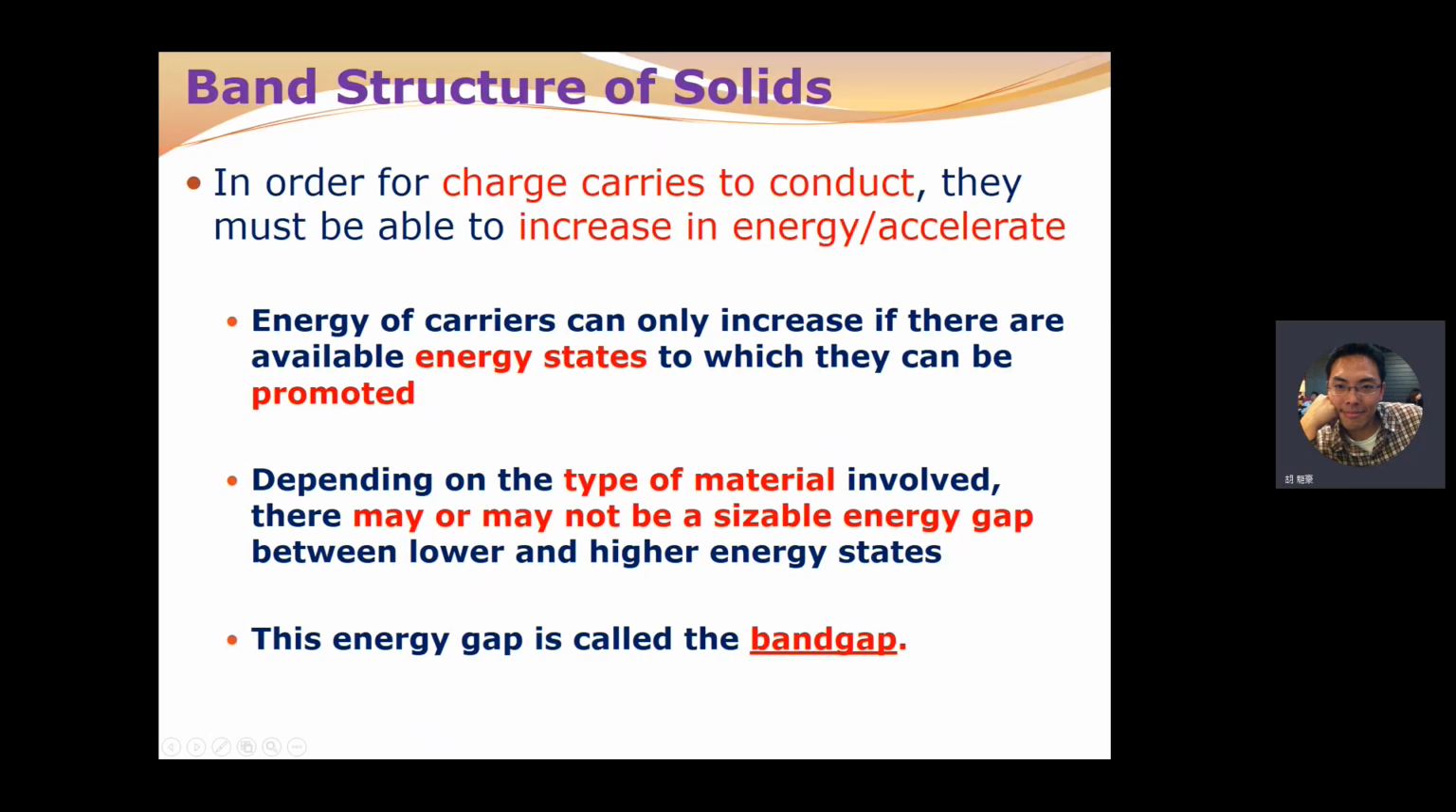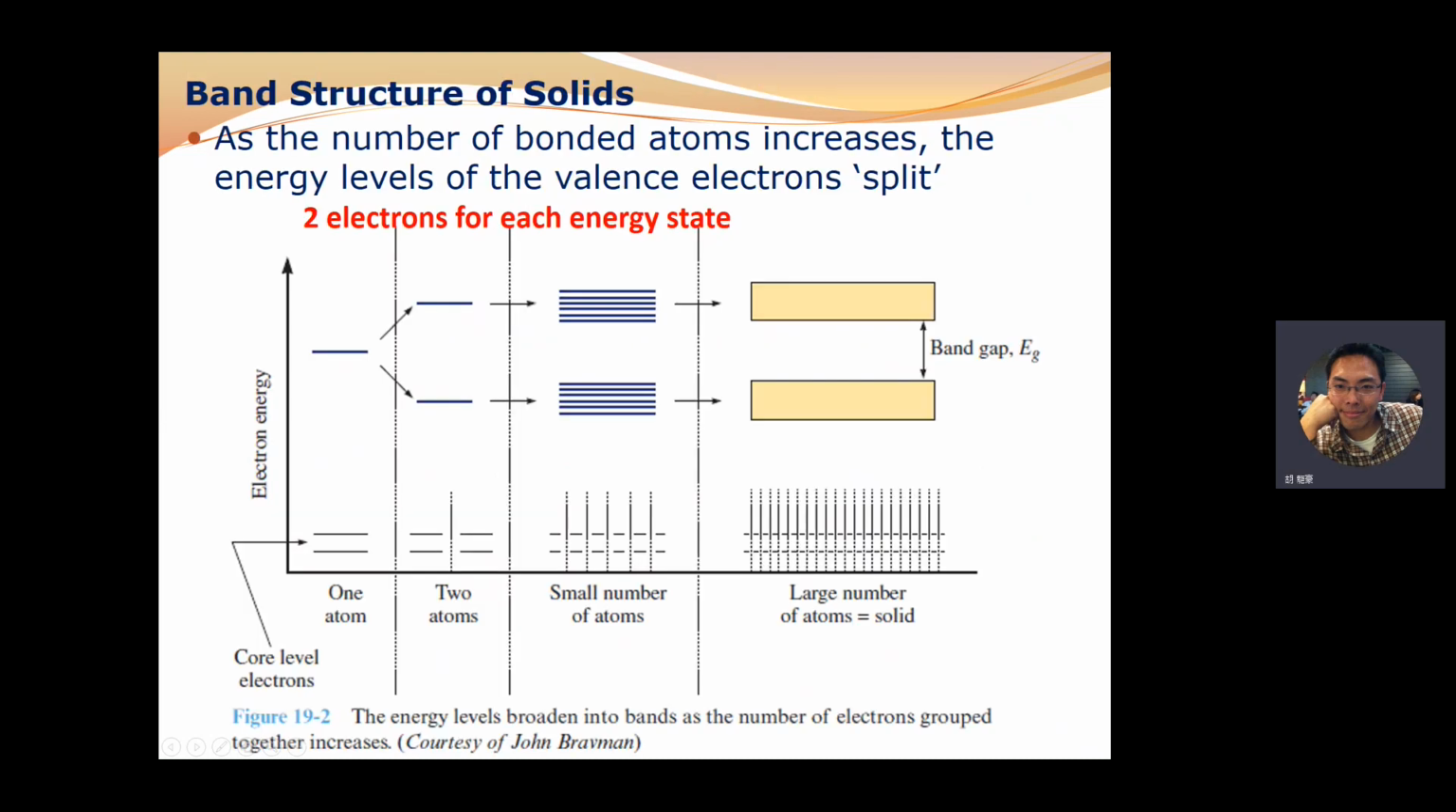In order for charge carriers to conduct, they must be able to increase in energy. The energy of carriers can only increase if there are available energy states to which they can be promoted, depending on the type of material involved. There may or may not be a sizable energy gap between lower and higher energy states, and the energy gap is called the band gap. Let's look at the figure to define what a band gap is.